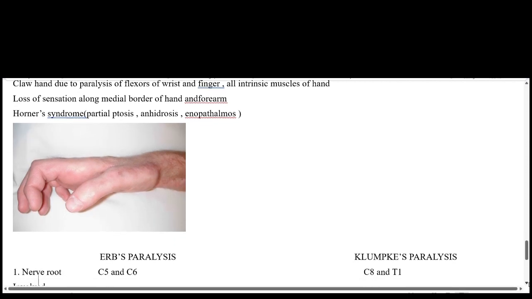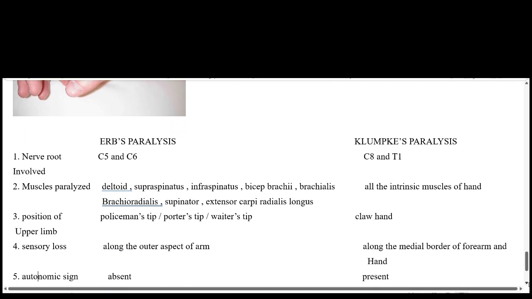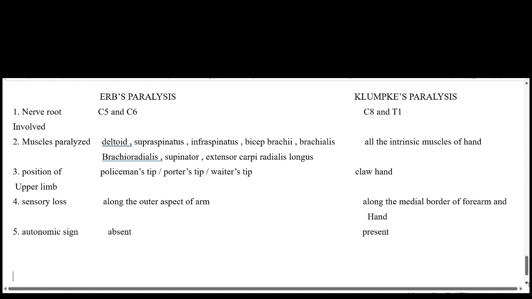Okay. And finally, if you will see the difference between, this table is very important. See, nerve root involved in the Erb's paralysis. We have already seen that the upper trunk is involved, means that C5 and C6 are involved, and in the Klumpke paralysis lower trunk is involved, means that C8 and T1 spinal nerves are involved. And the muscles paralyzed, I have already told that in the Erb's paralysis, deltoid, supraspinatus, infraspinatus, biceps brachii, brachialis, brachioradialis, supinator, extensor carpi radialis longus, all these are involved.